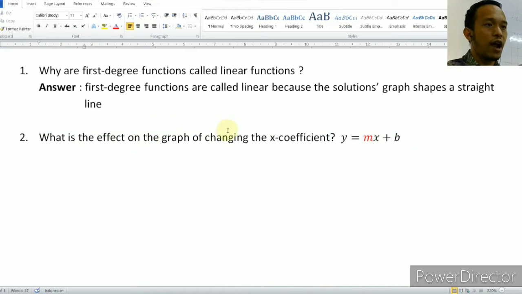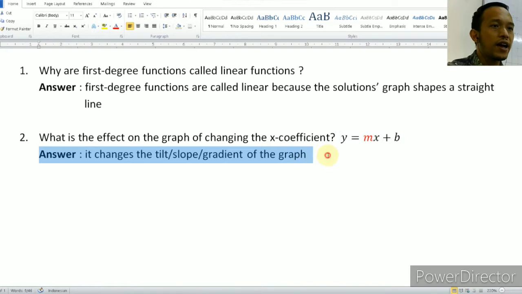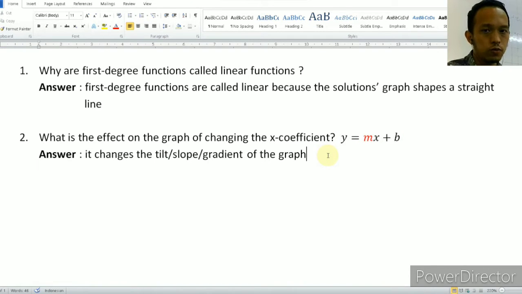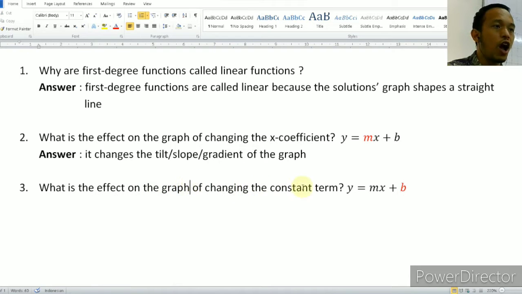What is the effect on the graph of changing the coefficient of x? Let's refer to this. We have used many examples before, and I'm referring to this m, the coefficient of x. We use m for slope. Later I will discuss more about this. So when we change this coefficient, the effect is that it changes the tilt, or slope, or gradient of the graph.